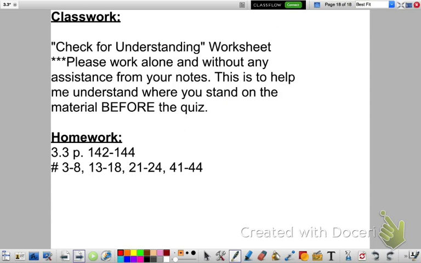We did a check for understanding activity in class. This was to prepare you for the quiz. This is the homework for section 3. As you're working through some of these problems, if you have any questions or you want to check your answer, you can do that within the Google Classroom.